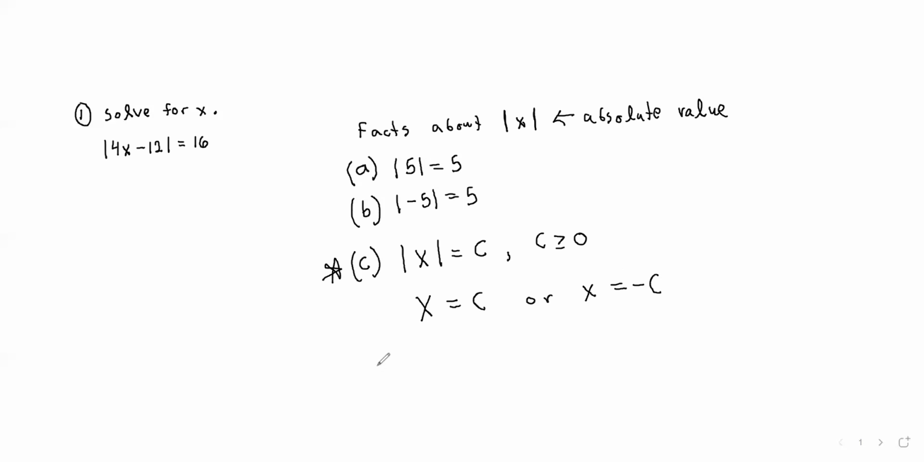And the third fact I'd like to list is if you have the absolute value equal to a negative number. So for example, let's say it's equal to a negative 5. Then there is no solution. The absolute value can never be a negative number. No solution. So fact D is that absolute value can never be negative.